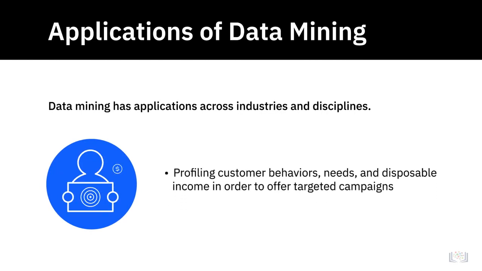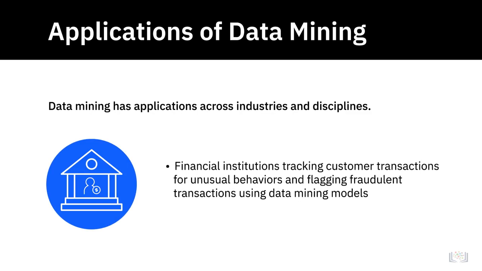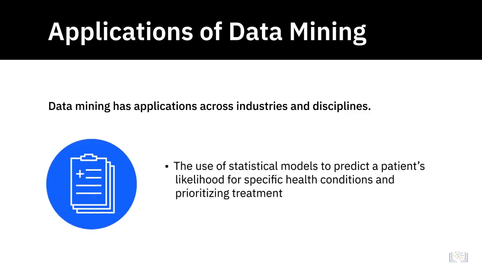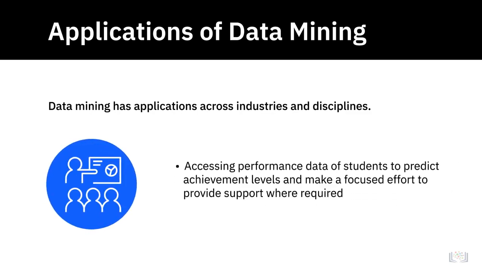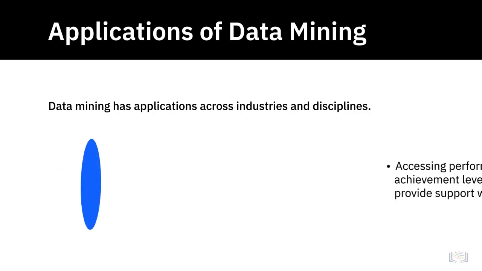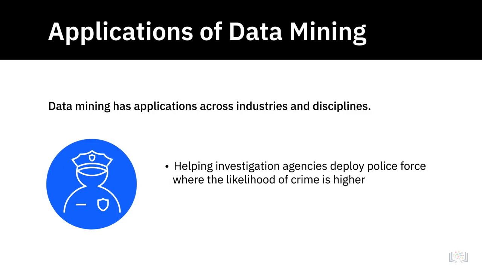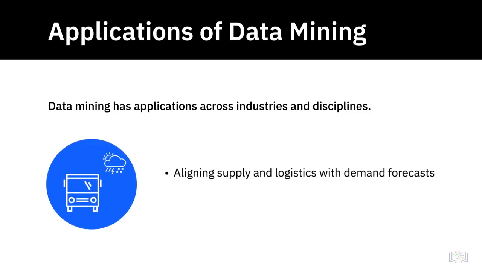For example, profiling customer behaviors, needs, and disposable income in order to offer targeted campaigns. Financial institutions tracking customer transactions for unusual behaviors and flagging fraudulent transactions using data mining models. The use of statistical models to predict a patient's likelihood for specific health conditions and prioritizing treatment. Accessing performance data of students to predict achievement levels and make a focused effort to provide support where required. Helping investigation agencies deploy police force where the likelihood of crime is higher, and aligning supply and logistics with demand forecasts.